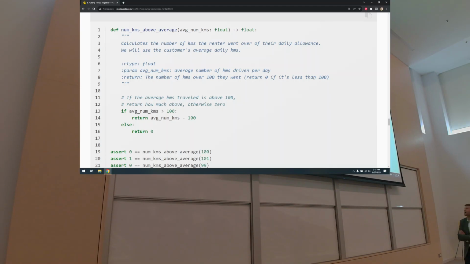If the average number of kilometers is not above 100, well, then they didn't drive any number of kilometers above the average, meaning that it should just return 0. Hopefully this is clear. Is this clear to everybody? Yeah? If I drove 101, well, that's above 100. What's the difference? 1. They drove 1 kilometer above the average. If they drove 99, well, that's not above, so 0. They drove 0 above the average.